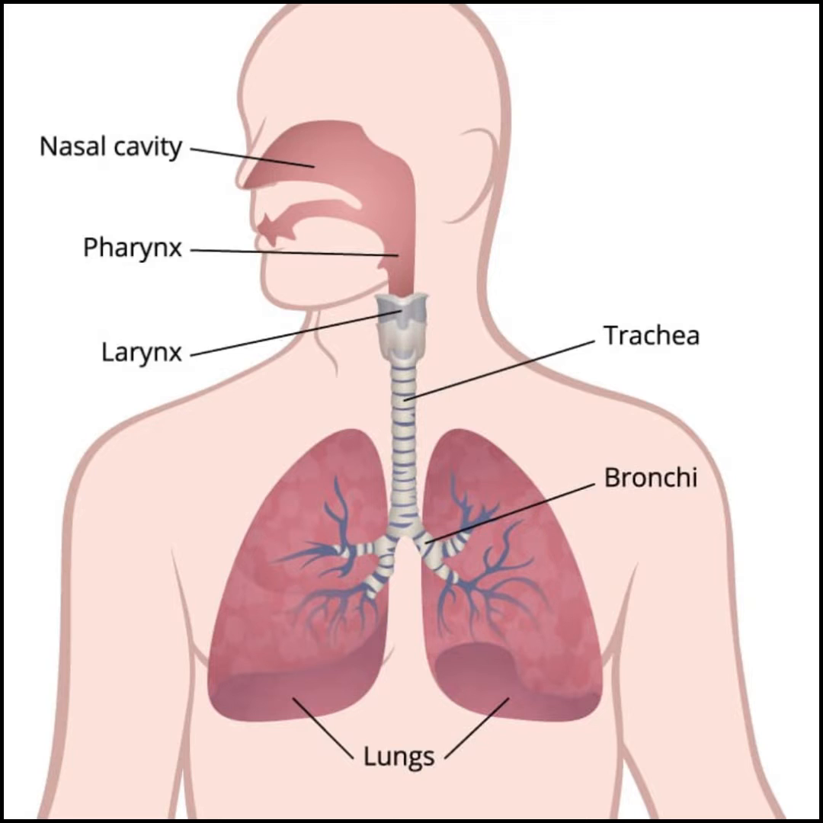Number 3, function. Inhalation. When you breathe in, the diaphragm contracts and moves downward. This increases the lung volume, creating a low pressure area. Air rushes in through the nose and mouth, down the trachea and into the bronchial tubes, reaching the alveoli.